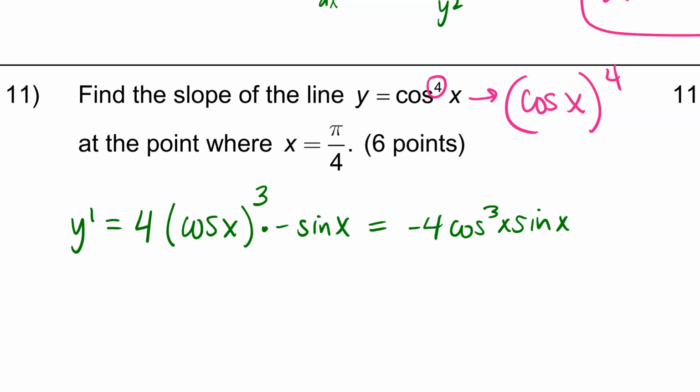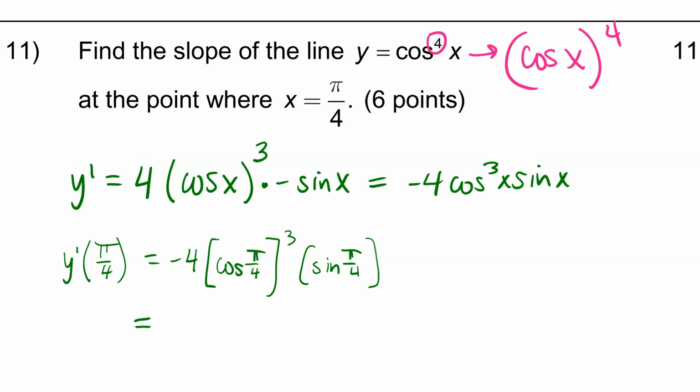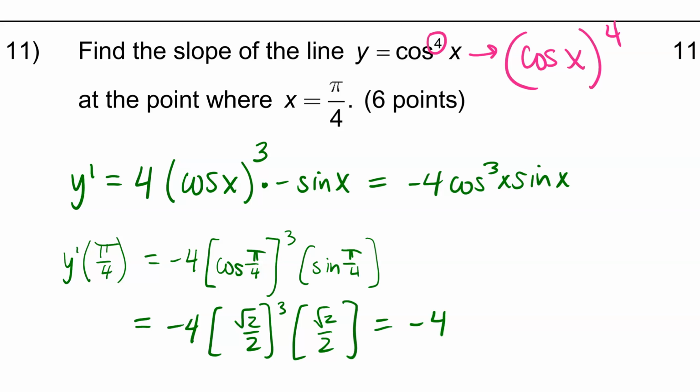Now that I have the equation for the slope, I can find the slope by plugging in pi over 4. Negative 4 times cosine of pi over 4 cubed times sine of pi over 4. This is the same thing as negative 4 times root 2 over 2 cubed times root 2 over 2. So this is negative 4 times 4 over 16, so that's just negative 1.